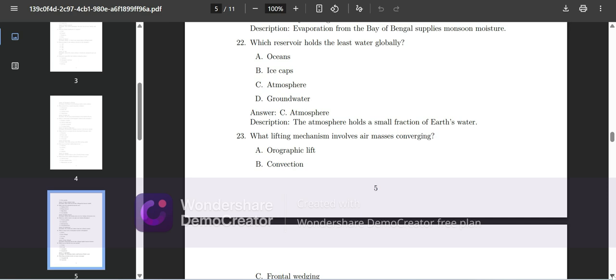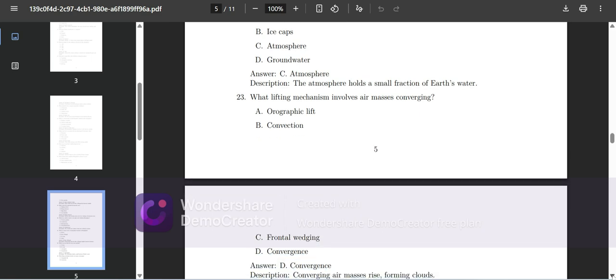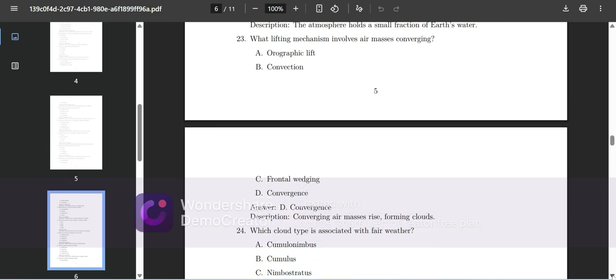The lifting mechanism that involves air masses converging: convergence. Converging air masses rise, forming clouds.